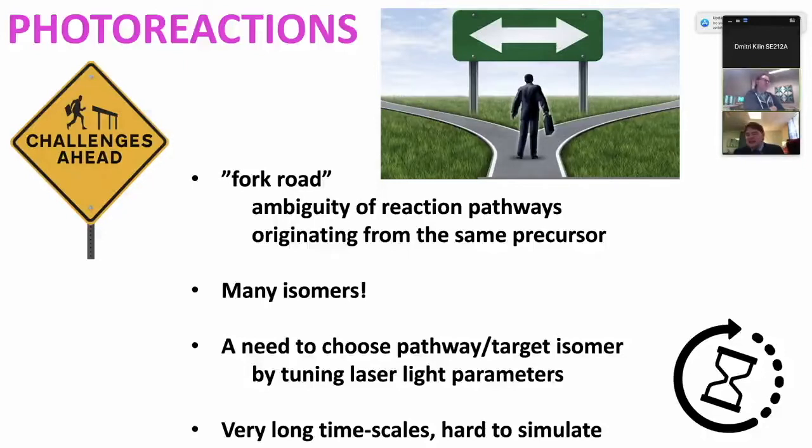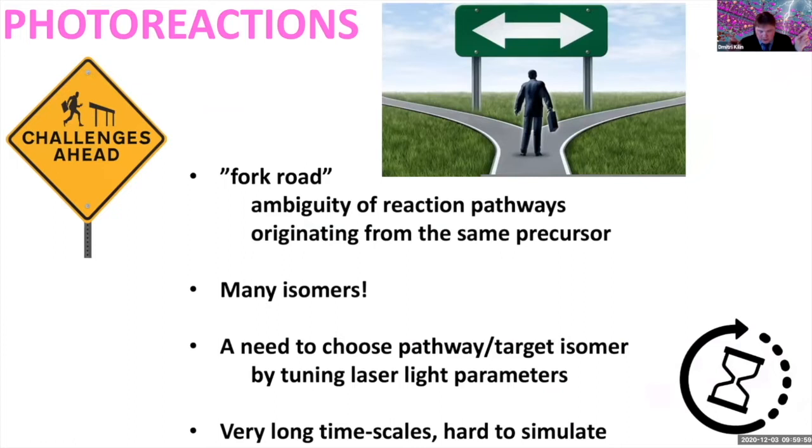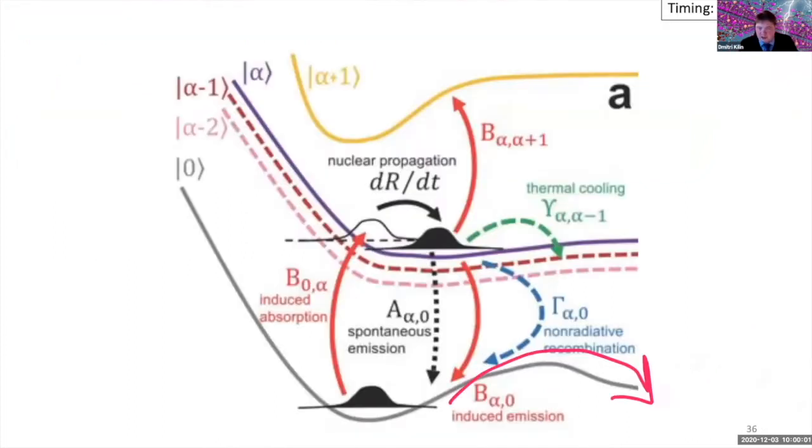Ideally, it would be great to control the formation of isomers by tuning the frequency or intensity of the laser and direct the reaction to the desired product. And upon photoexcitation, there are several pathways. One can recombine, one can go to a higher state, one can break the bond.